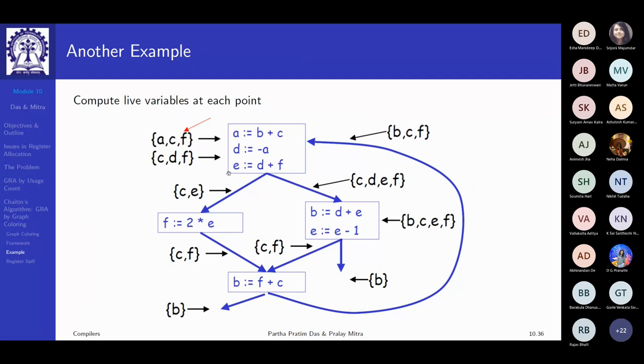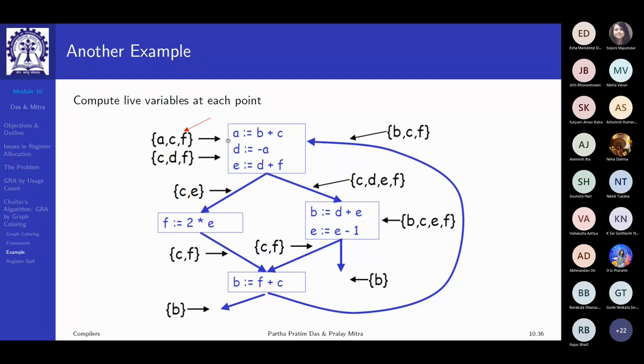Let's say this is the graph, and at every point we have shown the liveness. So for example, on input to the first block here, B, C, and F are live. B, C, and F are live because they are used without being defined. So they must be live on entry. Whereas A and D are not live because they are defined and then used in the block. So very simple. So the liveness DFA will generate this kind of information.